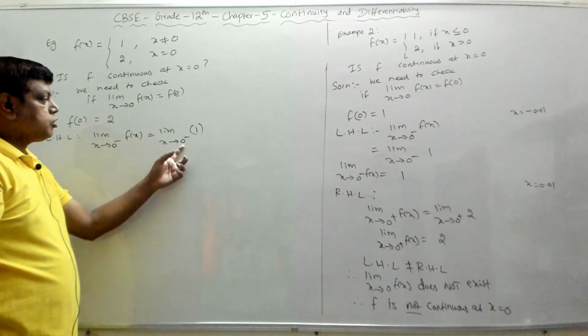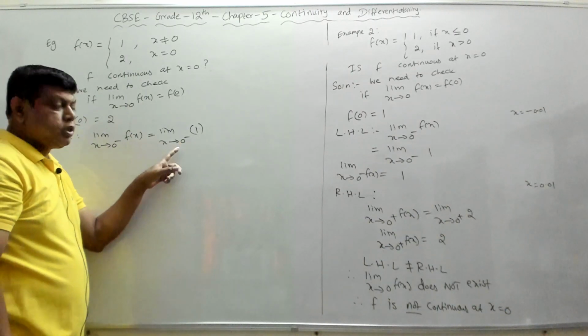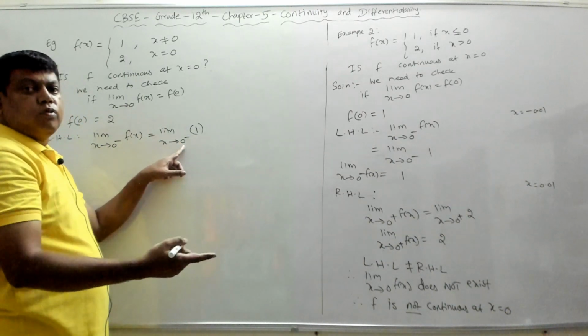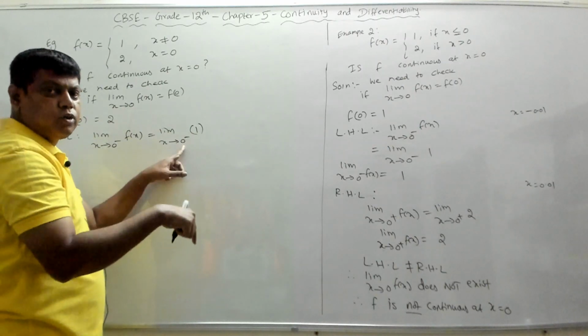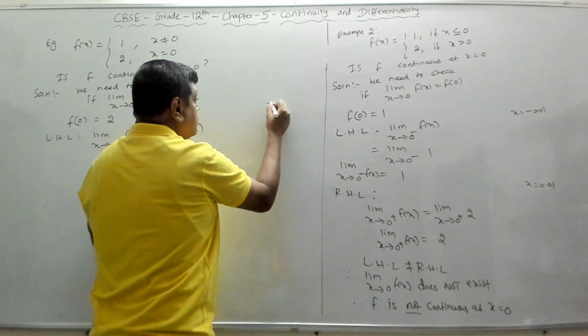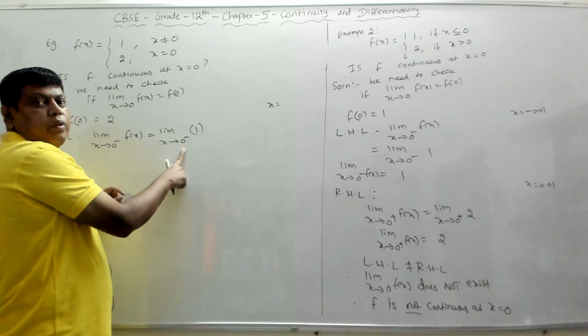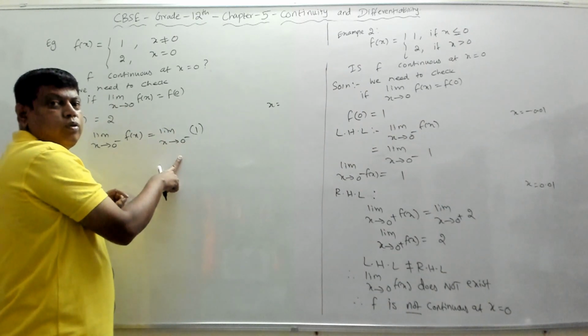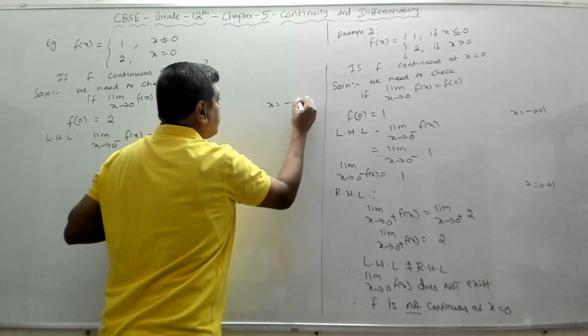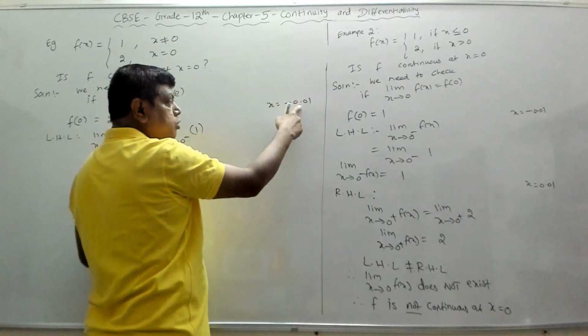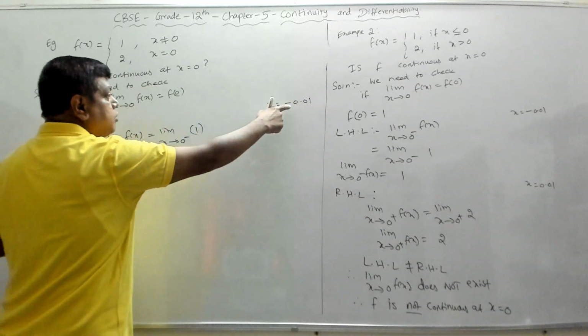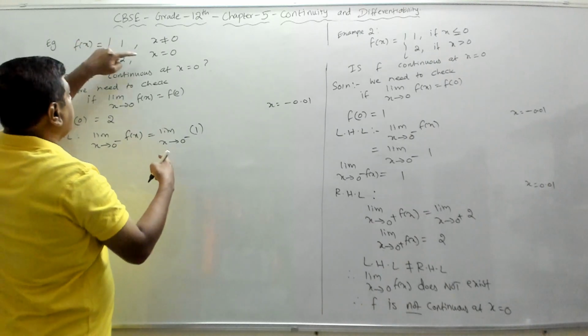When x approaches 0 minus, x is very close to 0 but less than 0. So any value of x which is very close to 0 but less than 0 will be what? Minus 0.01. This point is very close to 0 but less than 0. When x is minus 0.01, which function will we use? Is x equal to 0?